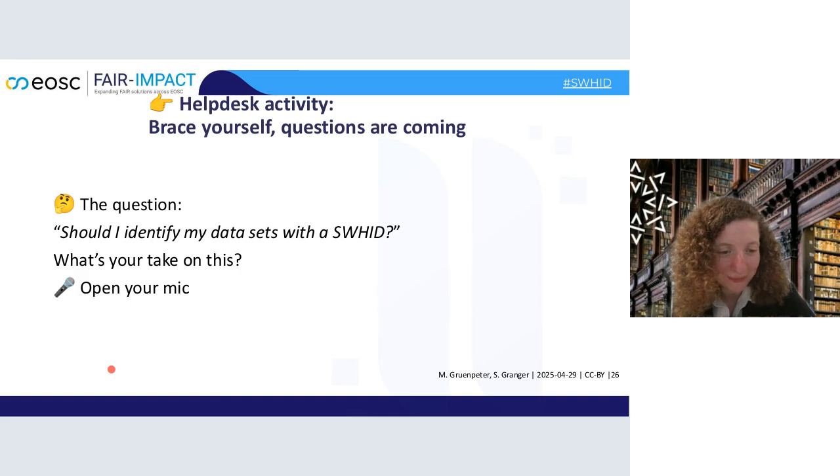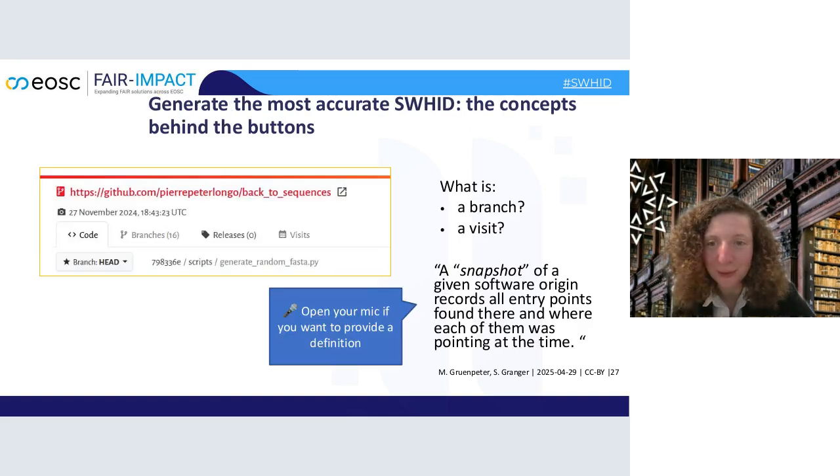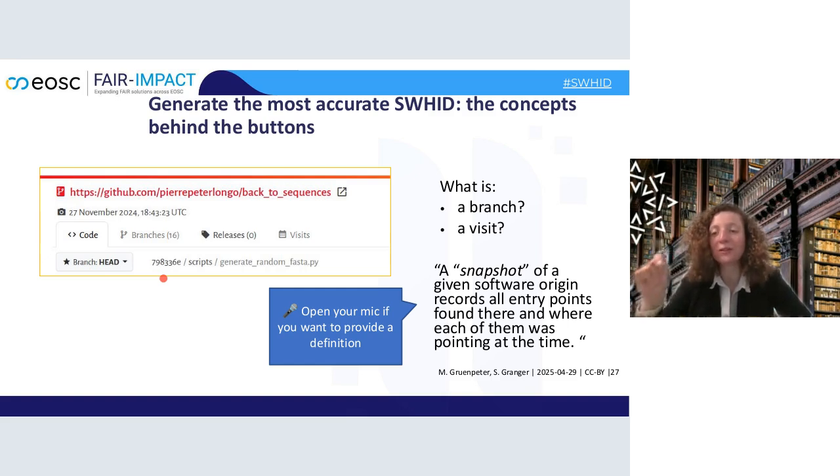I'm going to move as well to generating the most accurate SWHID, the concepts behind the buttons. So you saw some things already. And the question that we want to clarify is, what is a branch? What is a visit? And if you want to open your mic or just answer in the chat or comment, provide a definition of a branch, of a visit.